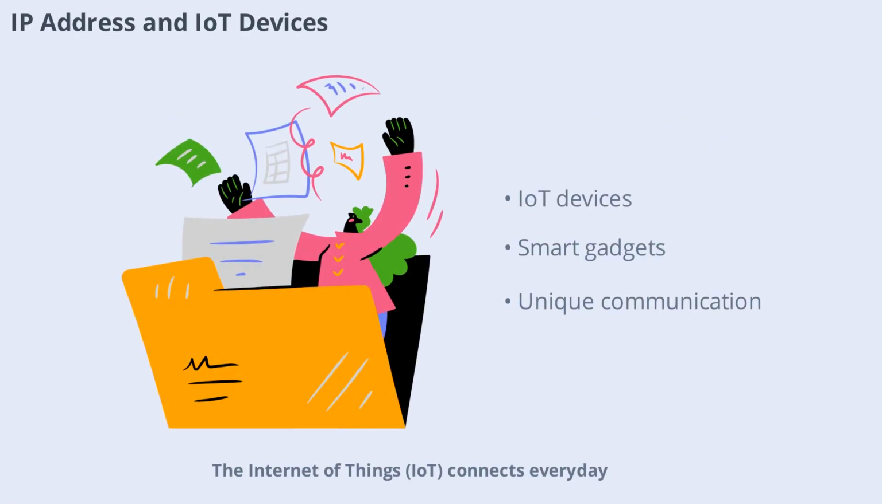The Internet of Things, IoT, connects everyday devices to the internet using IP addresses. From smart home gadgets to wearable tech, each device relies on its unique address to communicate and function.